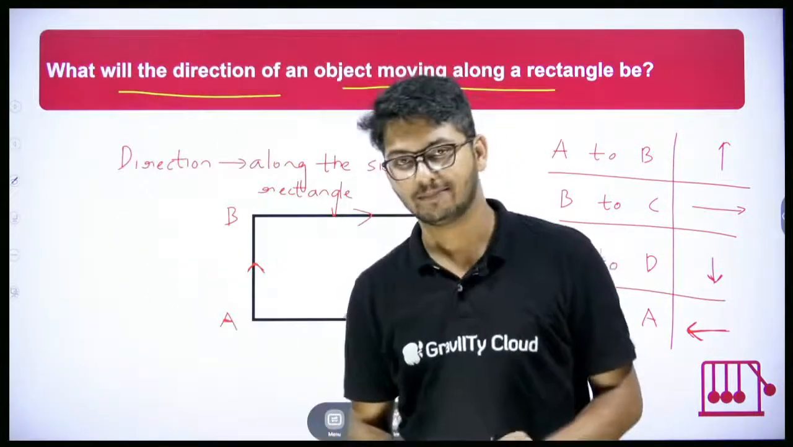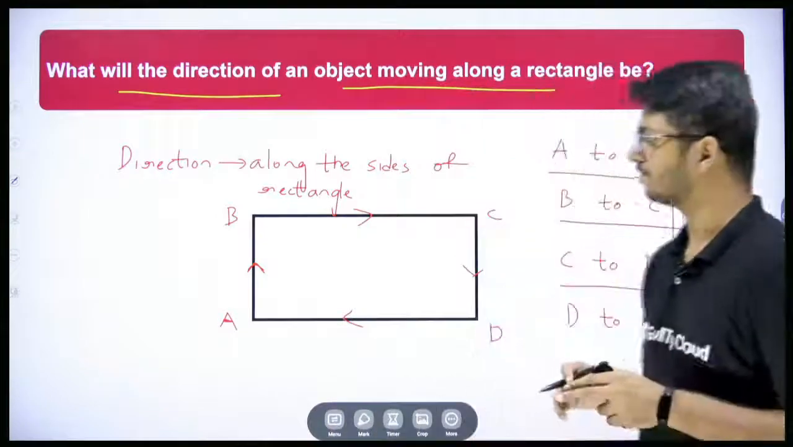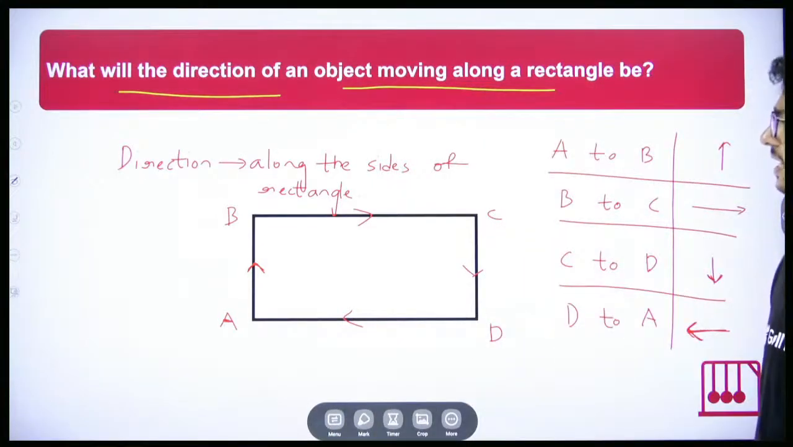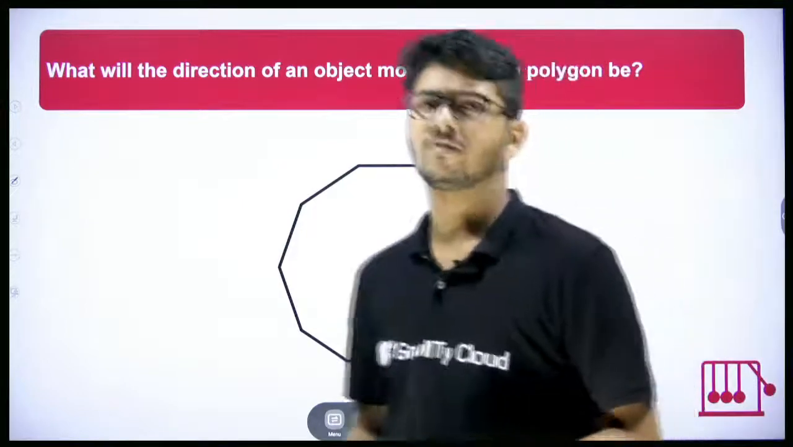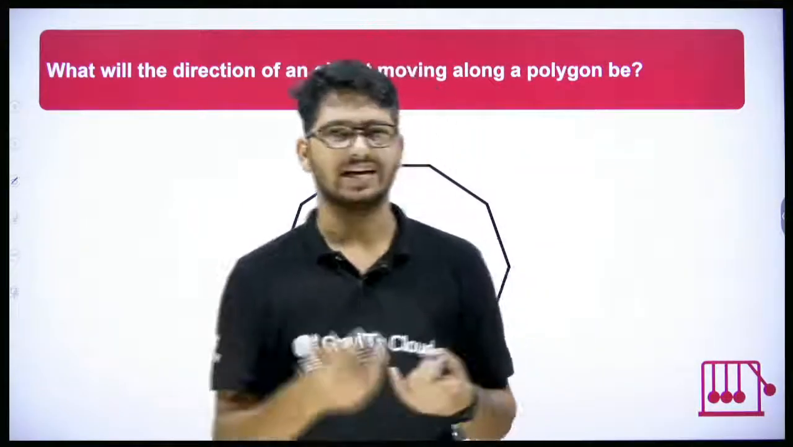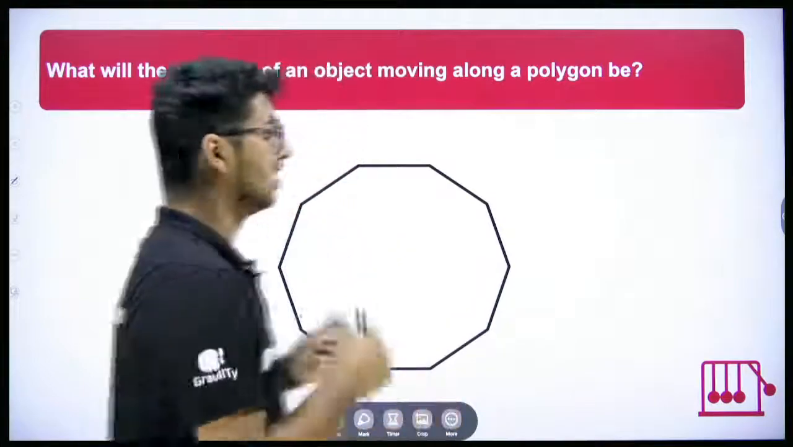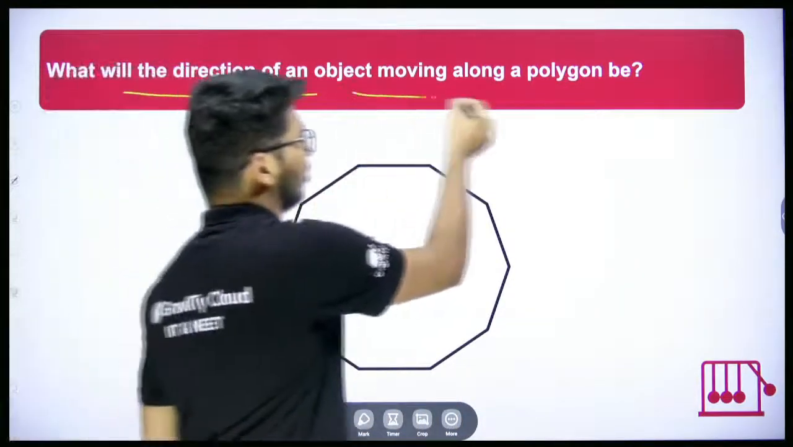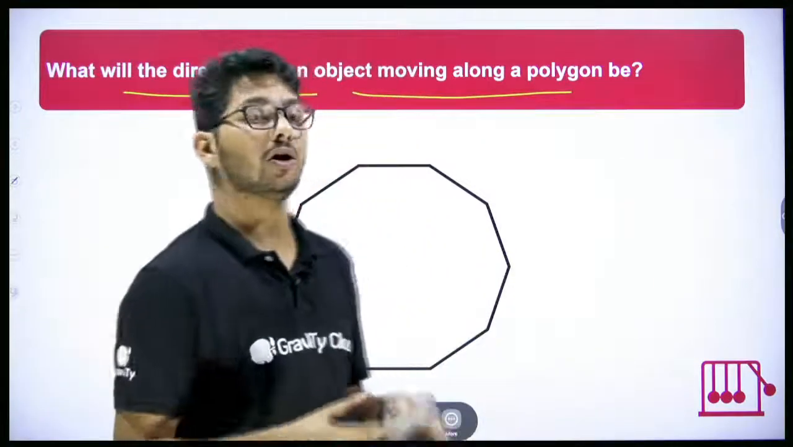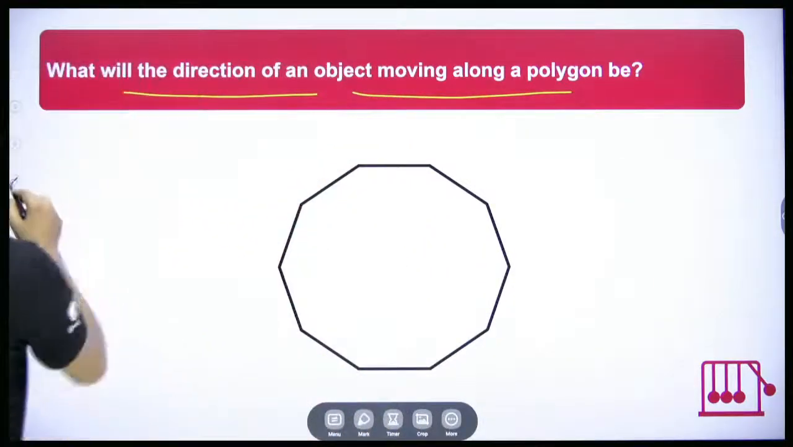Clear? Simple? Good. So we understood for a rectangle. But what if we have a polygon? Multiple sides, okay? For rectangle you have 4 sides. But let's look at this shape. Similar question. What will the direction of an object moving along a polygon be? Now how many sides do we have here?